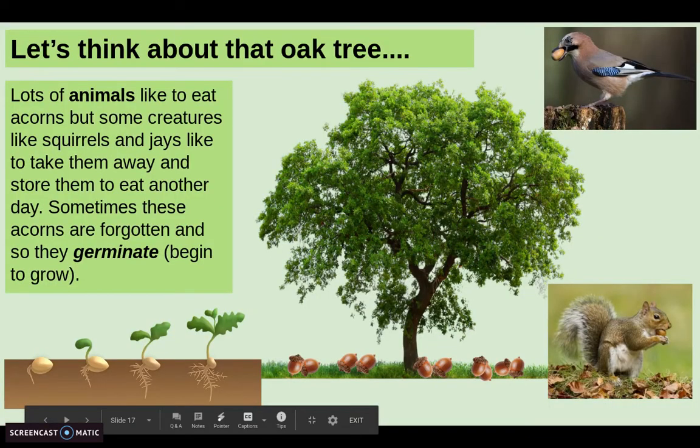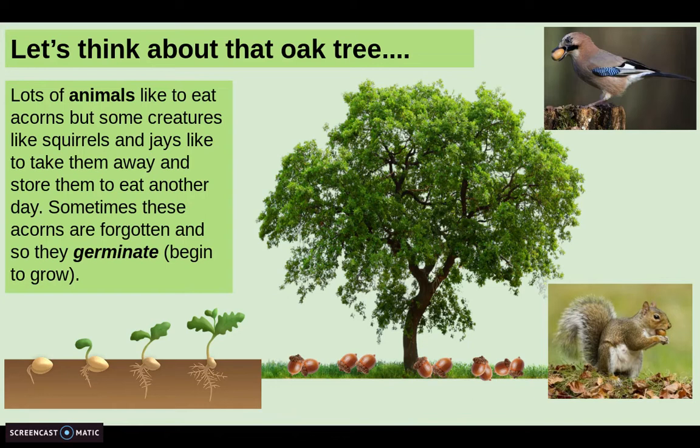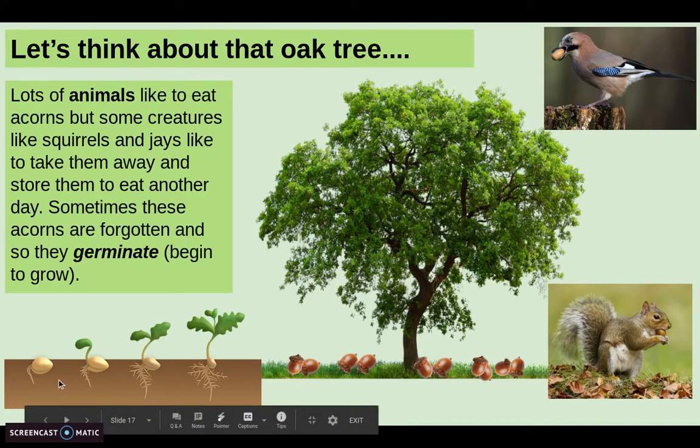Let's think about that oak tree. Lots of animals like to eat acorns, but some creatures like squirrels and jays take them away and store them to eat another day. Sometimes these acorns are forgotten and they germinate. They begin to grow where they were left. This is a picture of a seed germinating. That means it's planted itself, it's germinating into a new plant, into a new oak tree.